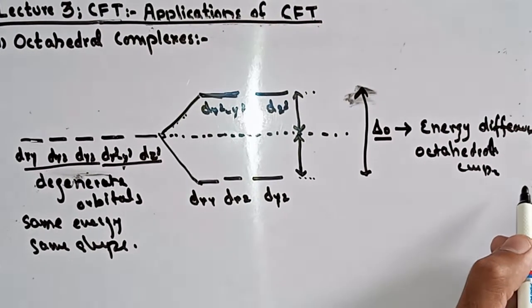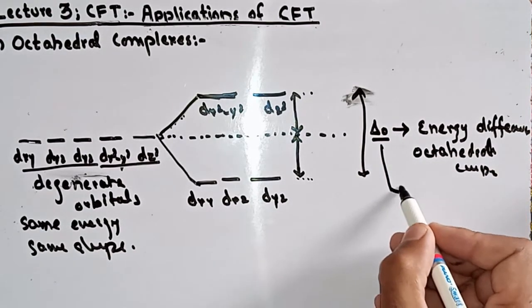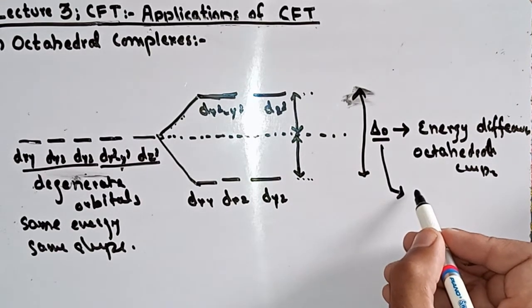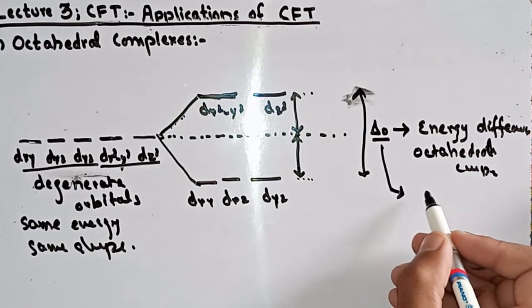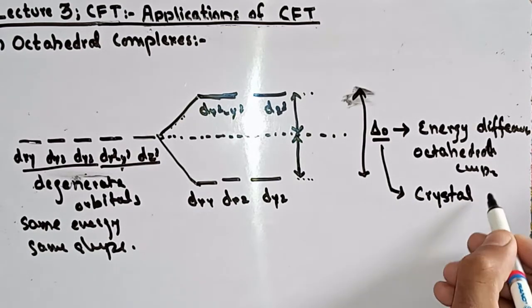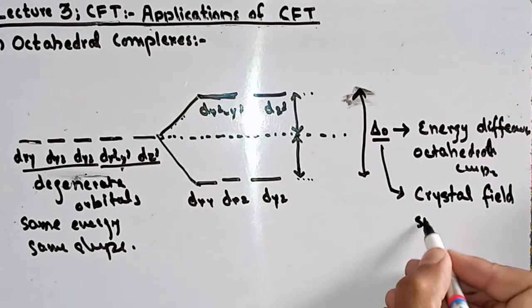So here, this is equal to del naught. The del naught is called the crystal field splitting energy. Crystal field splitting energy, that is very important.